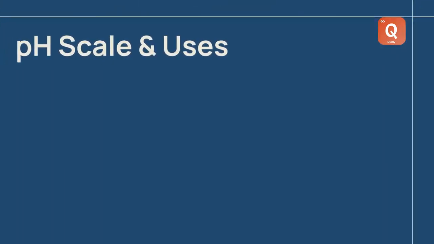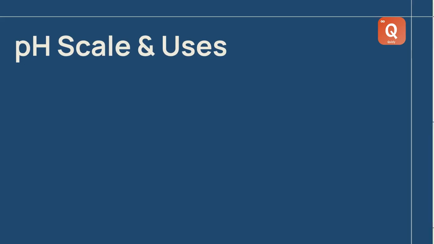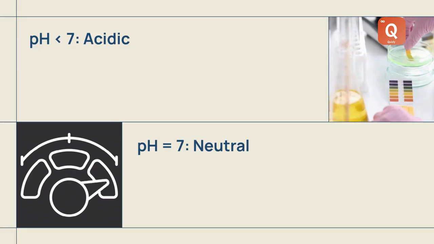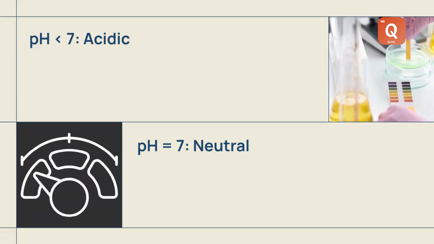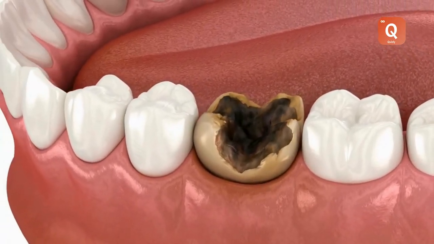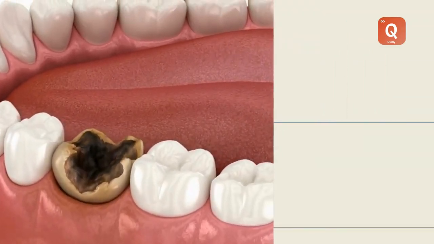The pH scale is vital for daily life and your exams. pH less than 7 is acidic, pH greater than 7 is basic, and pH equals 7 is neutral. Its importance spans digestion, tooth decay, acid rain, and even insect stings.